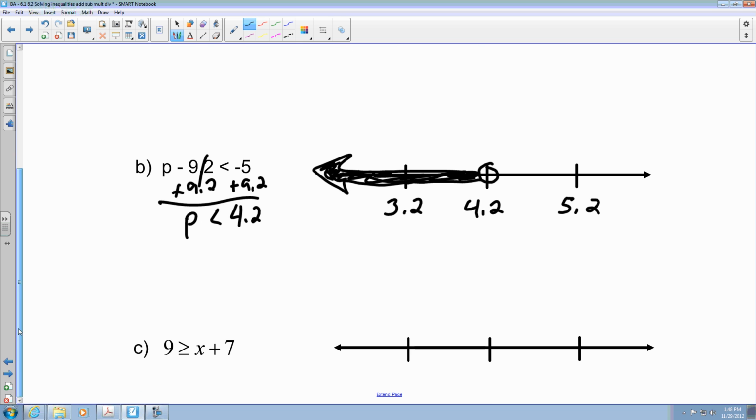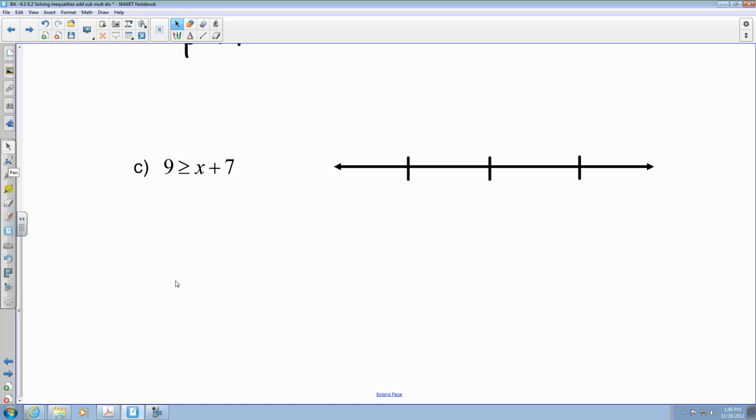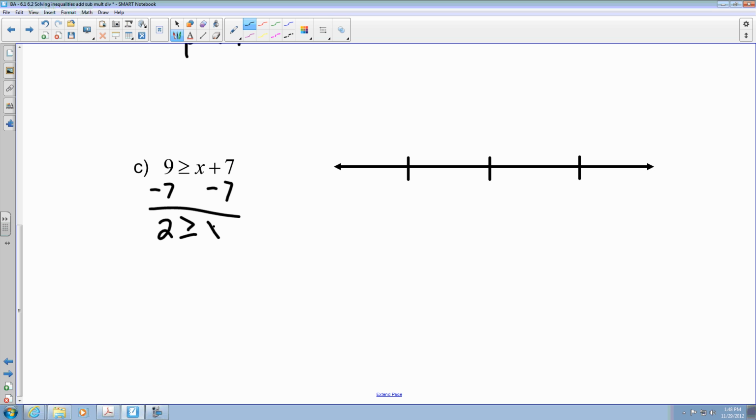Let's try C. Let me extend this a little bit. There we go. Okay, so now I have 9 is greater than or equal to x plus 7. So I'm going to subtract 7 on both sides, which gives me 2 is greater than x.